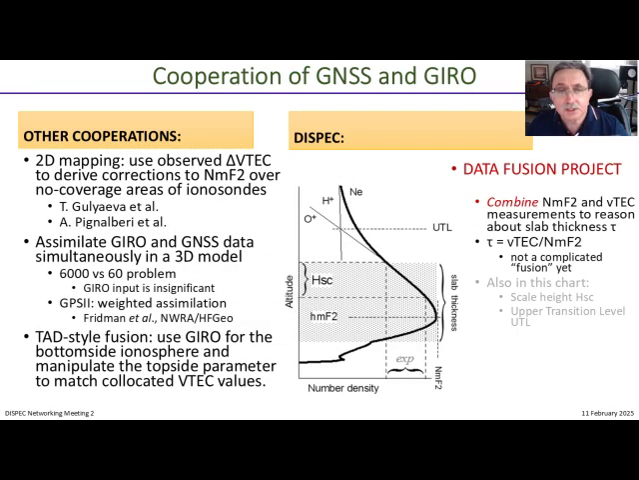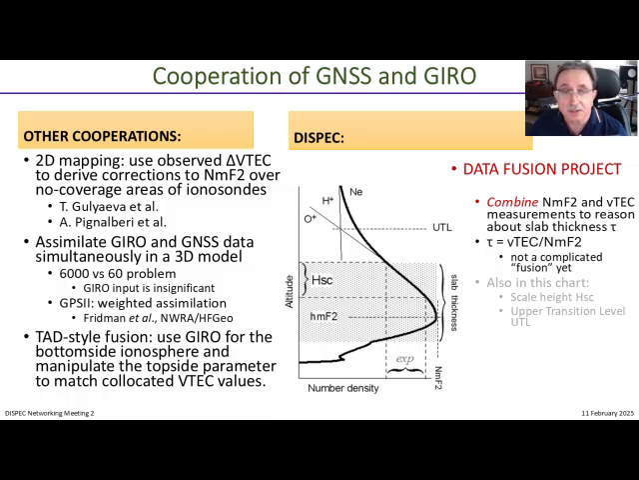The idea that GNSS and GIRO can work together on ionospheric specification is not new. Previous success stories included the 2D global mapping of peak density, NmF2. By observing how different VTEC is from its quiet time reference, that delta VTEC, that difference would be attributed to the peak density, which supposedly helps for over no coverage zones of the world where no ionosondes are available.